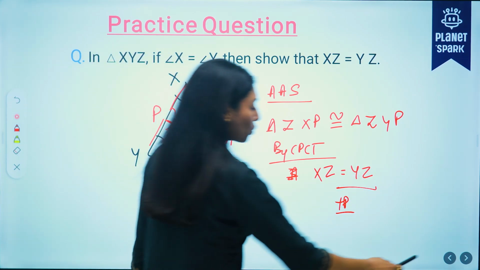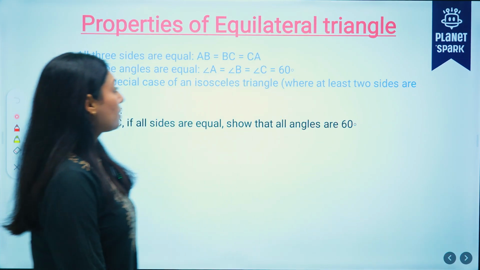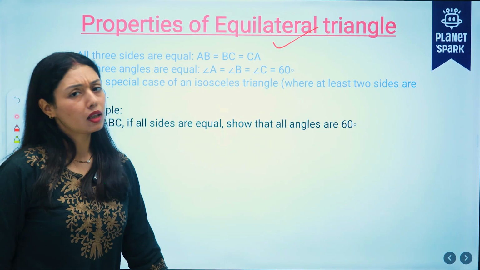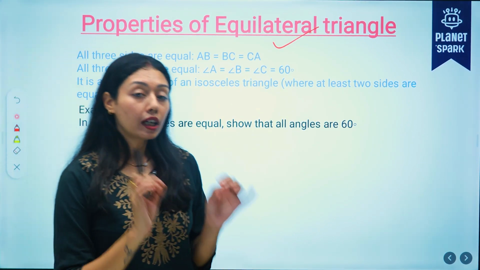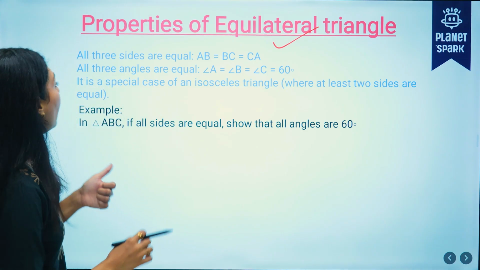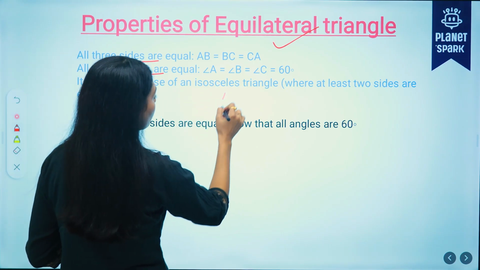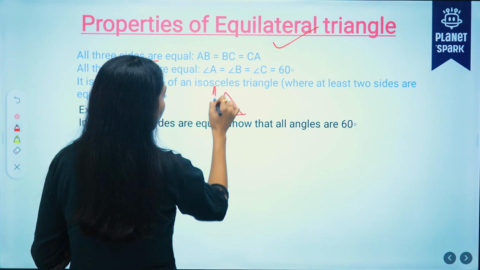Okay. Next one everybody. Now, next we have the property of an equilateral triangle. What is an equilateral triangle? Yes, a triangle in which all the sides and all the angles are equal. So, let's say we are talking about a triangle ABC.